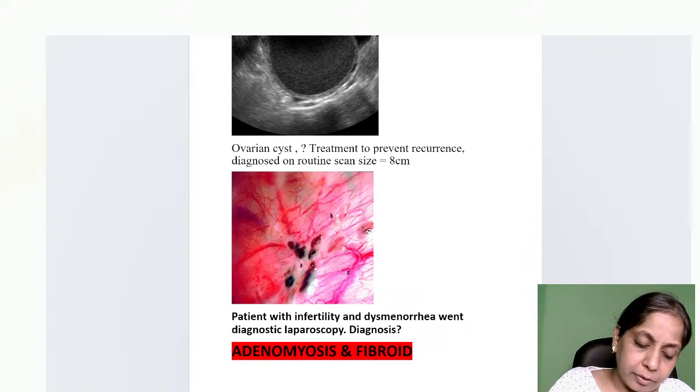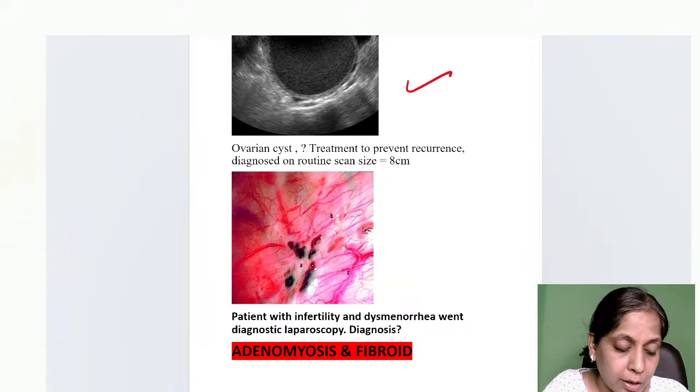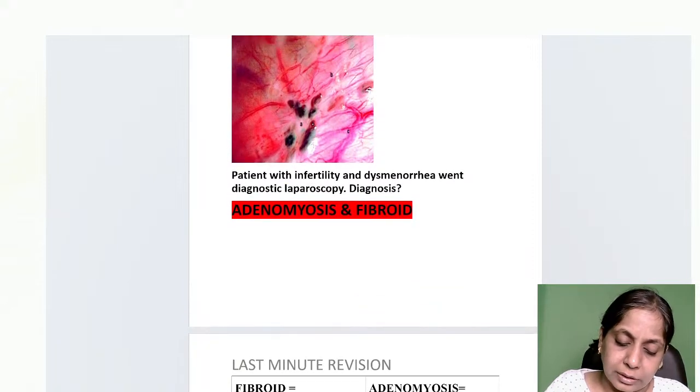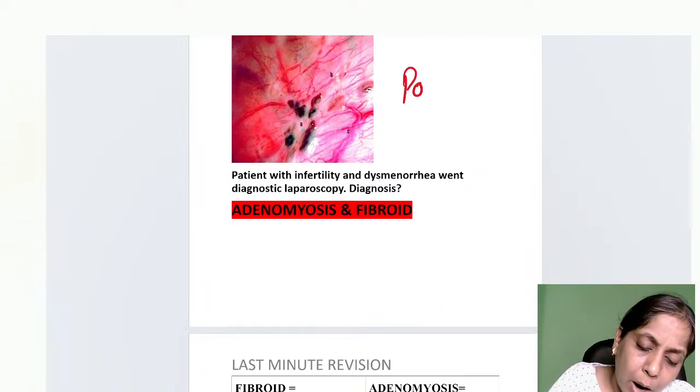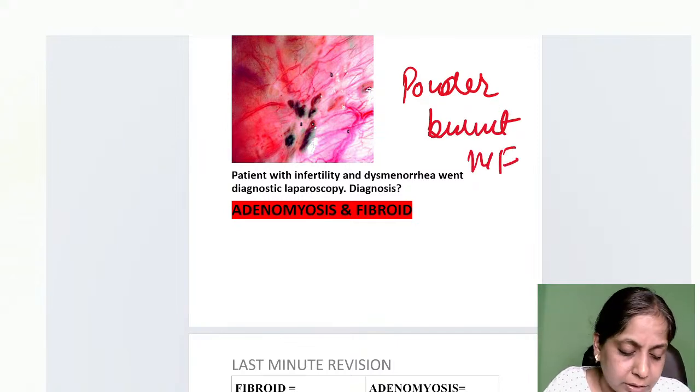Okay, this is the ground glass appearance. In the ground glass appearance, we will always do the cystectomy. Its treatment was asked. In the endometriosis, this is powder burnt appearance, and we will always do IVF in this condition.